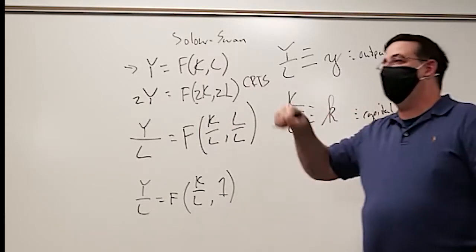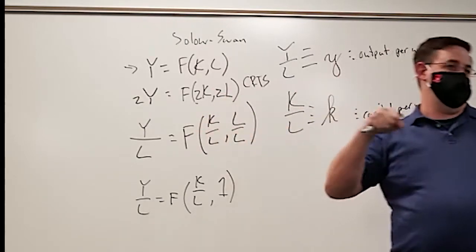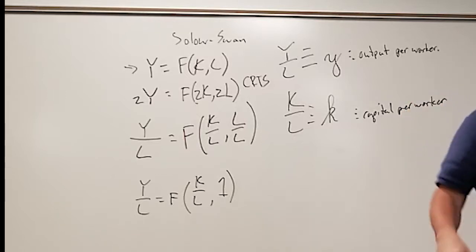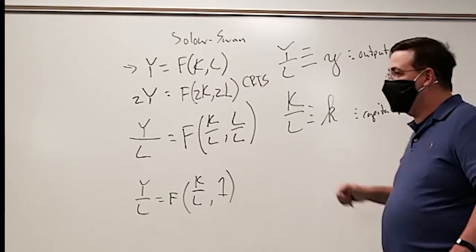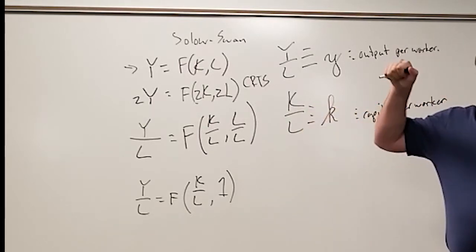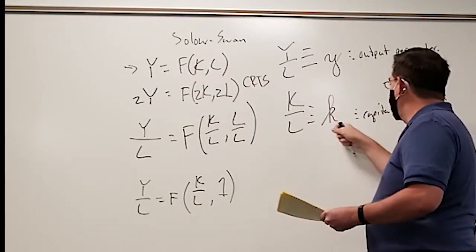Now each person, when they use some capital, augments their labor with that capital and is able to produce more. So we're interested in how much capital there is per worker because we want to know how much more productive each person is when they have more capital.